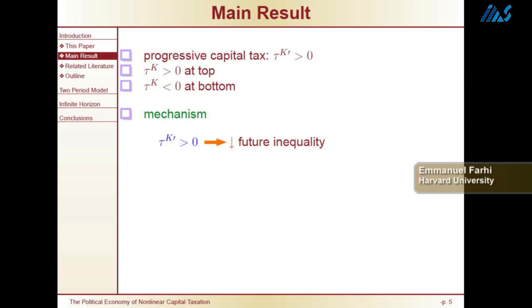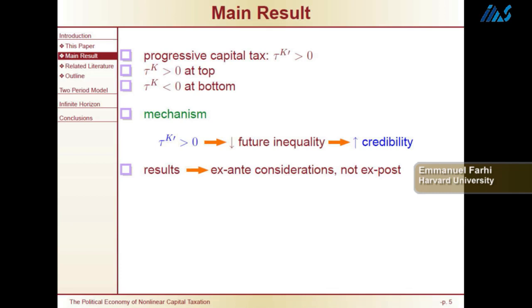And because you reduce future inequality, you're going to improve the credibility of this policy, in the sense that it's going to be less tempting to deviate, implement a wealth levy, and wipe the slate clean just because there's less inequality in future periods. So it's going to be about working out that basic insight. And I really want to emphasize that it's driven by ex ante consideration, not ex post consideration. You put in place progressive capital taxes to prevent a bad outcome in the future.